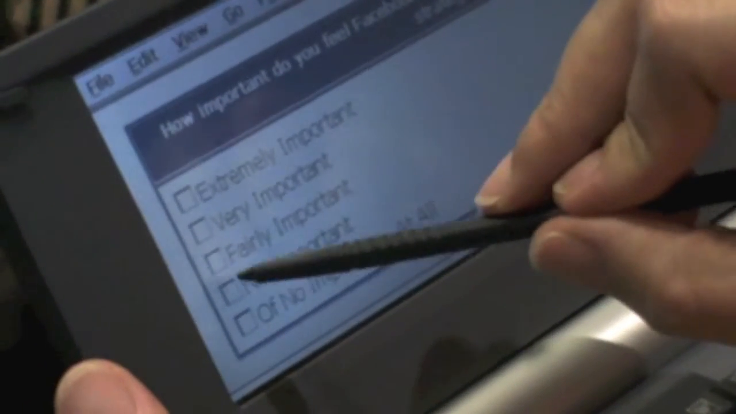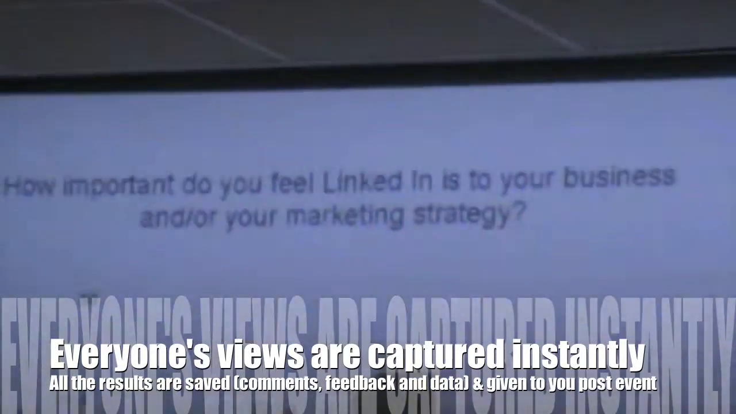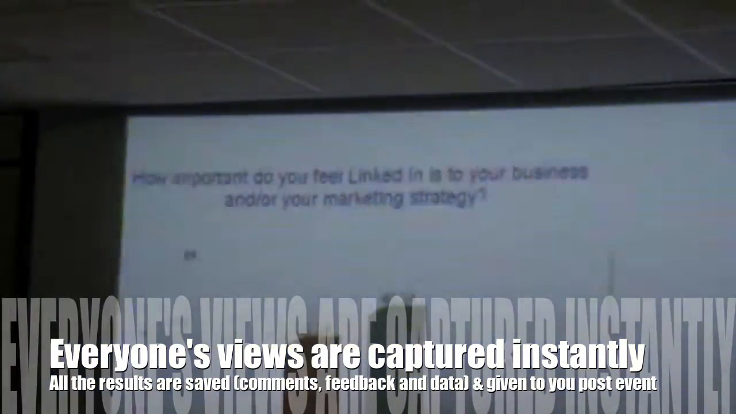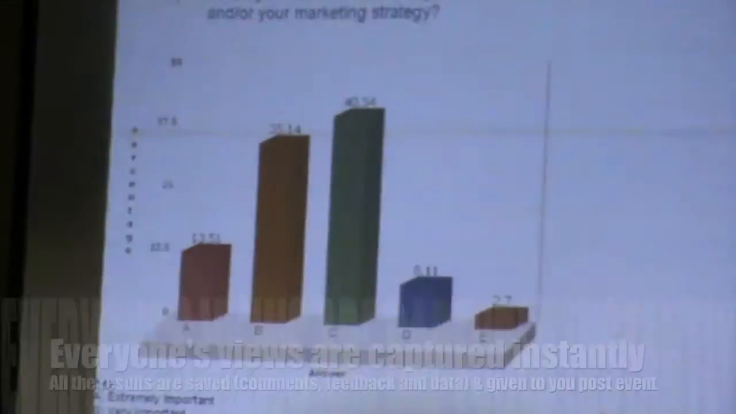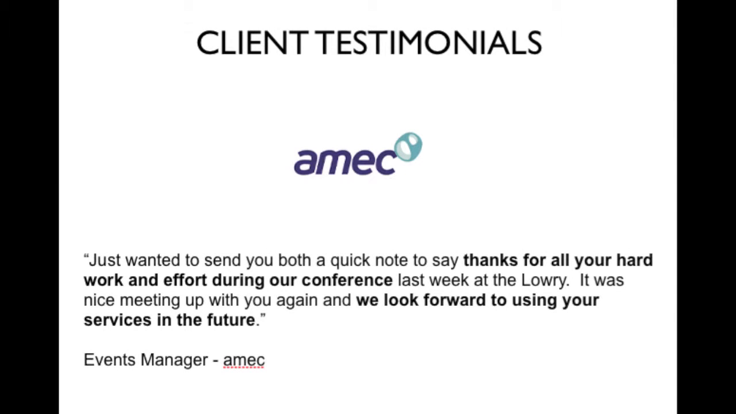How important do you feel Facebook is to your business and your marketing strategy? How important do you think LinkedIn is to your business? And C, fairly important, B, very important, and A, extremely important. Very interesting in the discussions to see why people have different views, and that's very relevant, I think, to what we'll be talking about.